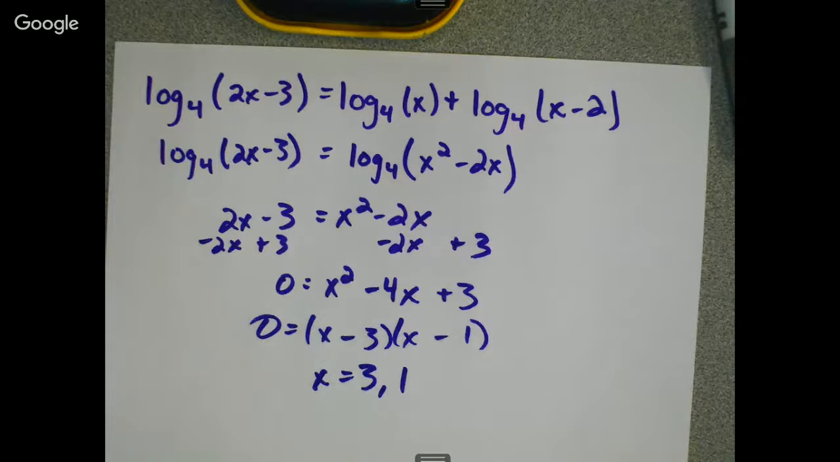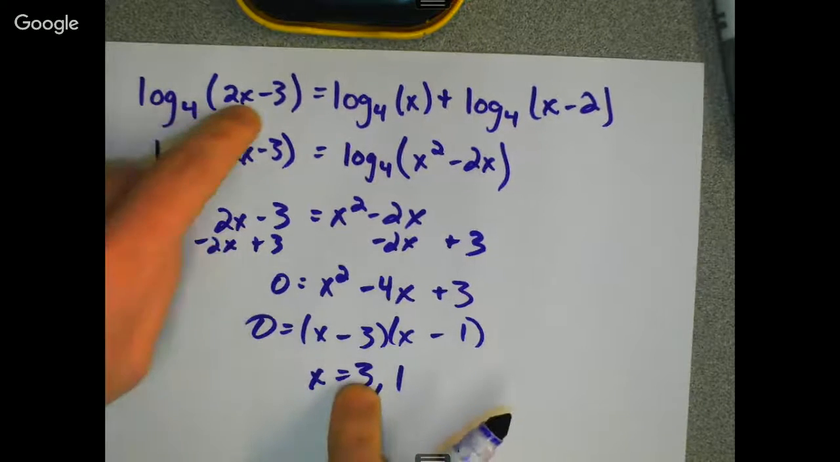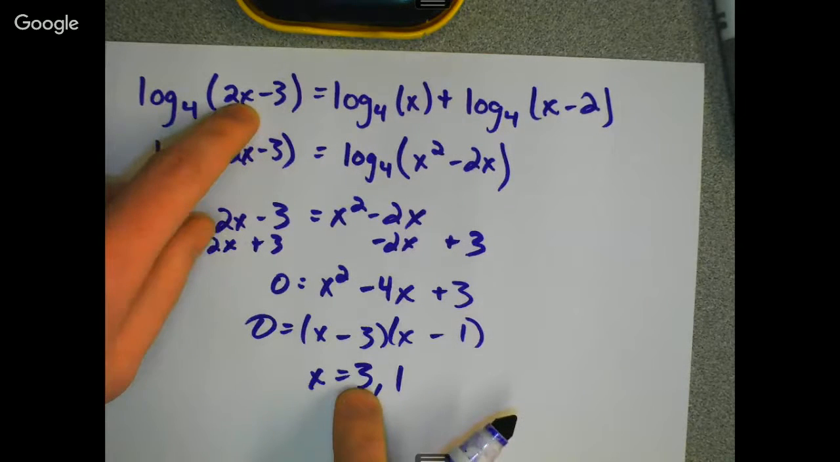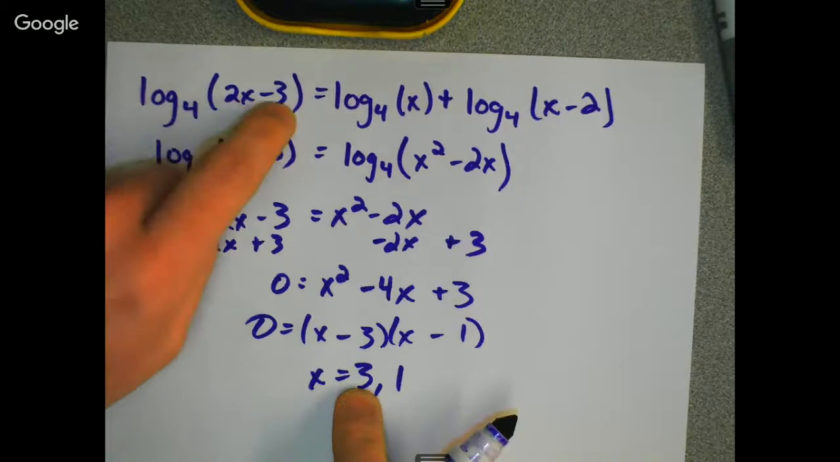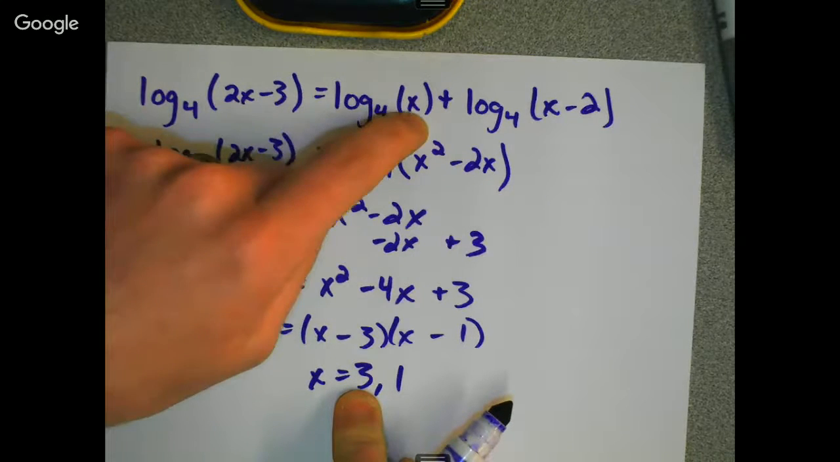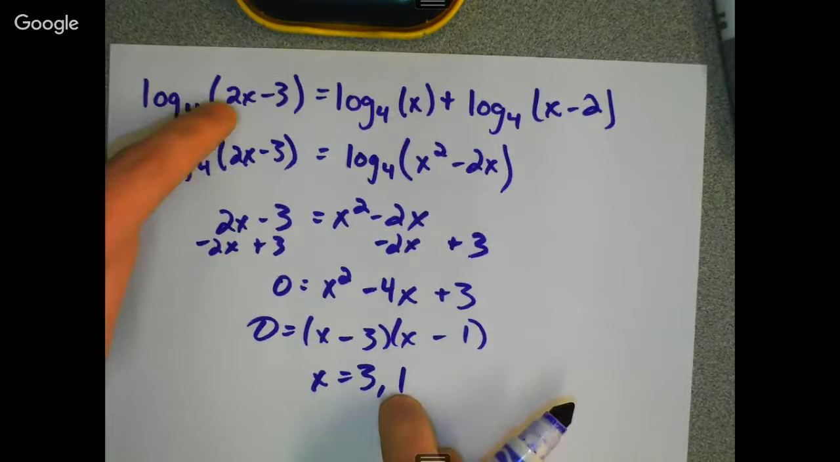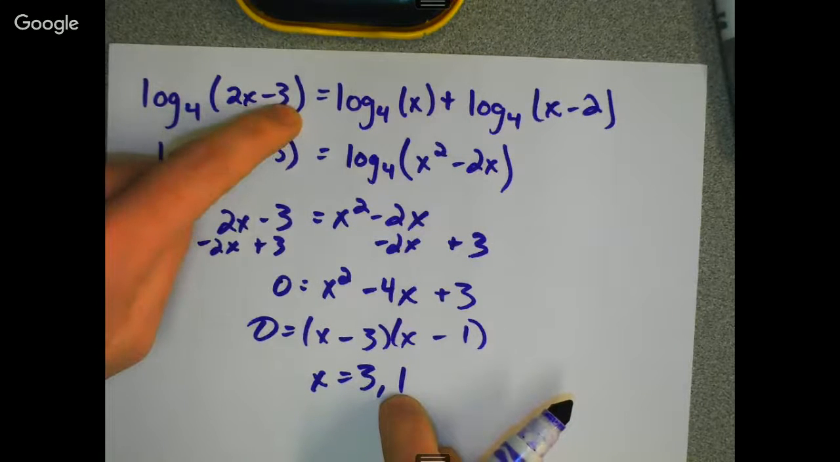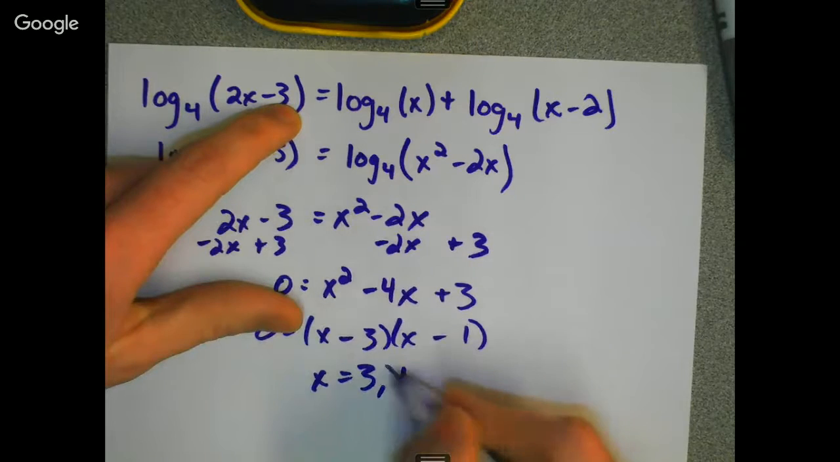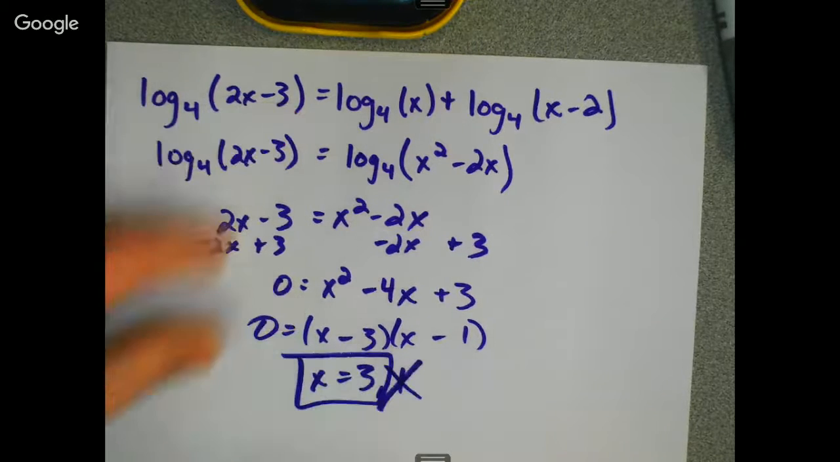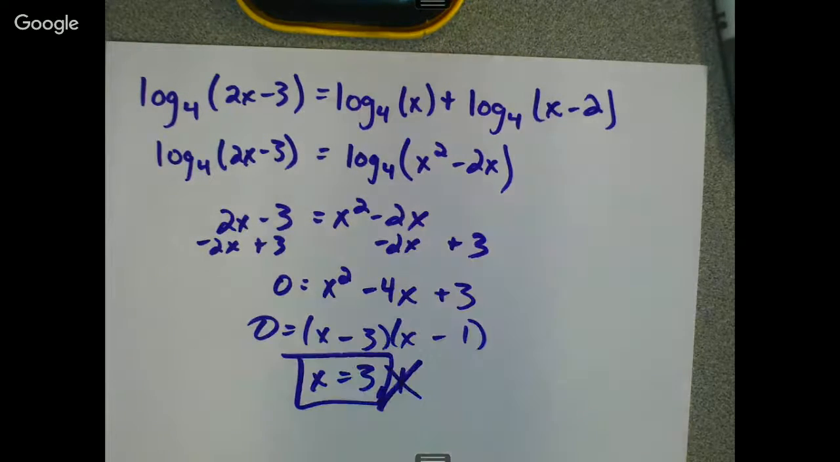Okay, so I have to plug these in and check them. So remember, the value in the log has to be bigger than 0. So if I plug in 3, 6 minus 3 is positive. That 3 is positive. 3 minus 2 is 1, which is positive. Here, with 1, I've got 2 minus 3 is minus 1. So I cannot choose this because it becomes negative. So my only solution there would be 3.